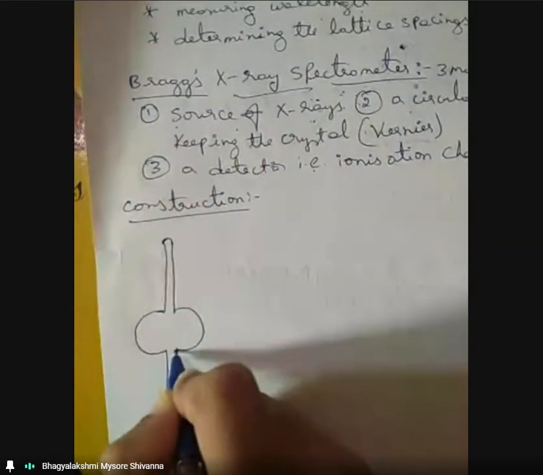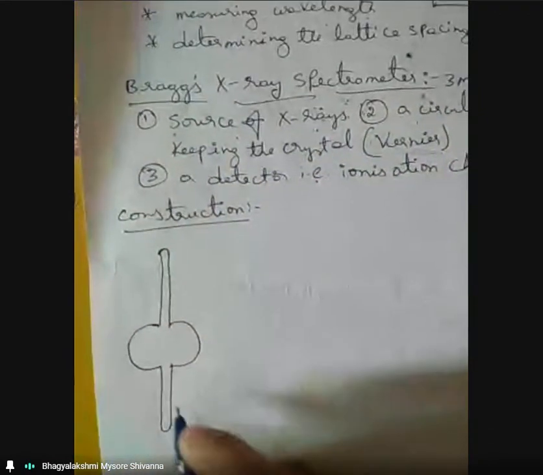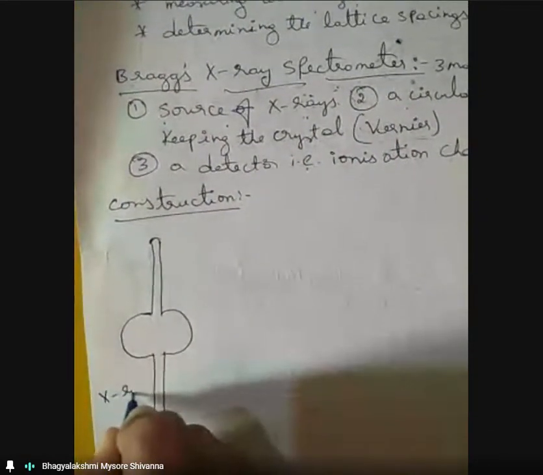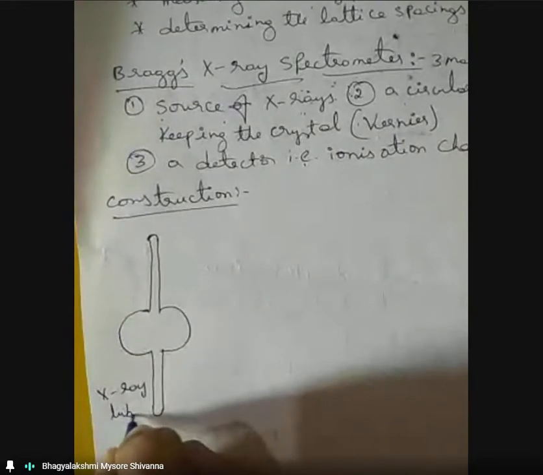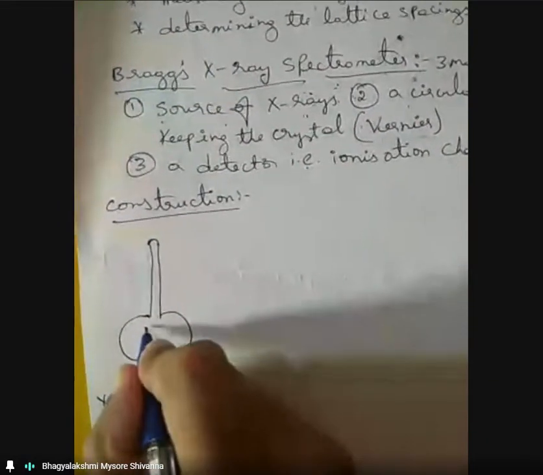This is the first part, the source of X-rays. That means it is an X-ray tube, where the X-rays will be produced.